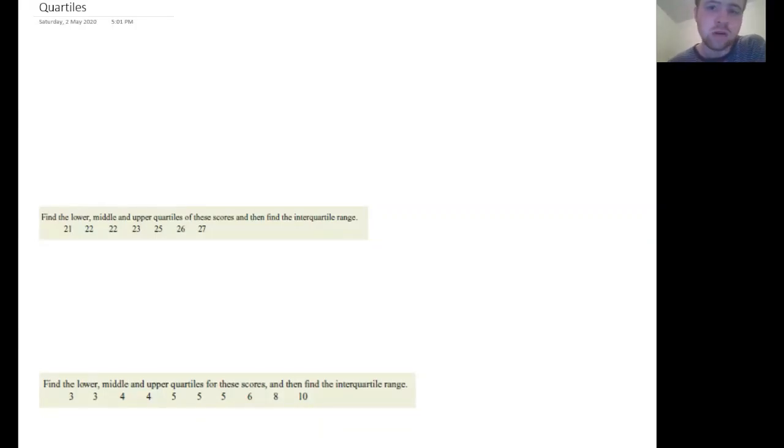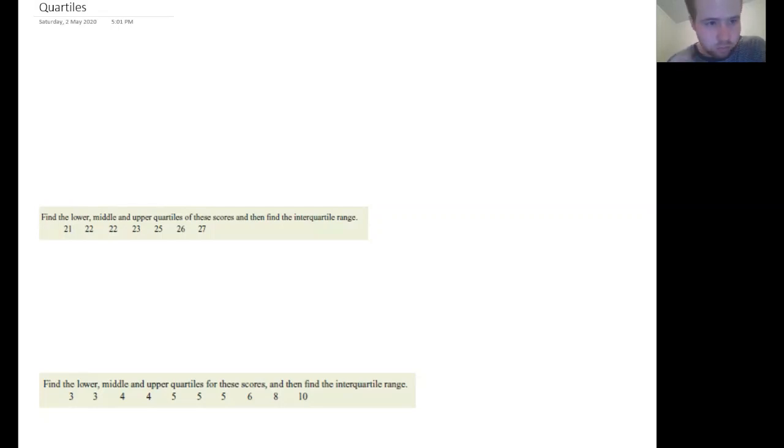Today we're going to be looking at a new statistical term that helps us to describe data. So we're going to be looking at quartiles. Quartiles help us to get a better sense of how a set of data is spread out than just the range or just the median.